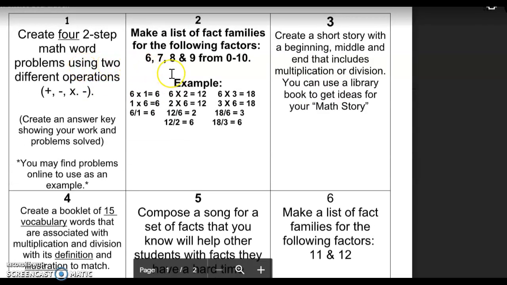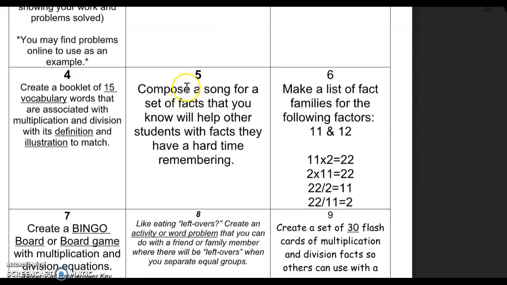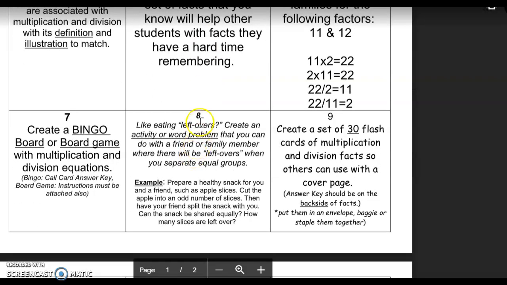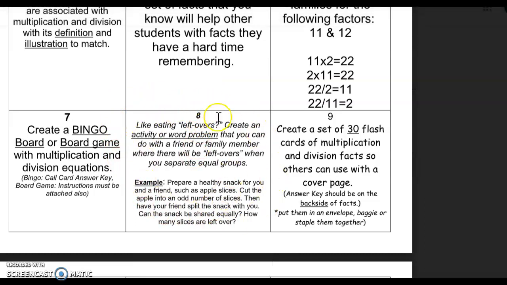So out of this row, let's say I wanted to make a list of fact families for the following factors. So I would choose this one for this row. And since I started there, I would have to go this way. So then I'm going to come up with a song for a set of facts. So maybe I stopped on my 6s when we did our facts test. And I want to come up with a song that helps me remember all of the products of the 6 timetables. And then since I'm doing tic-tac-toe, I'm going to have to go down to this one. So I'm going to create a word problem that I could do with a family member where there will be leftovers when you separate equal groups. And here's an example right here.